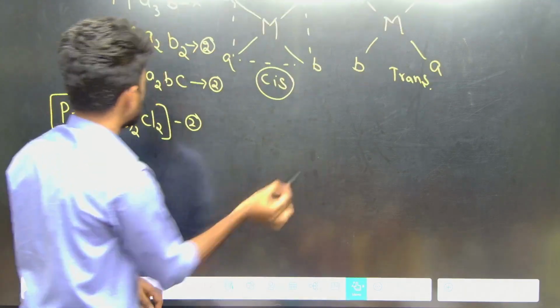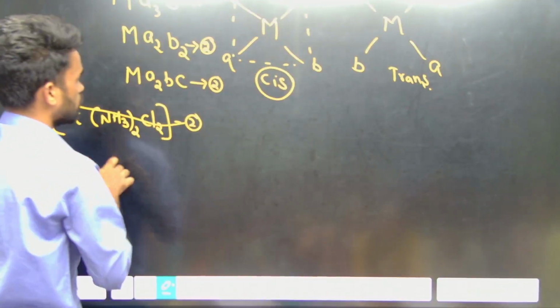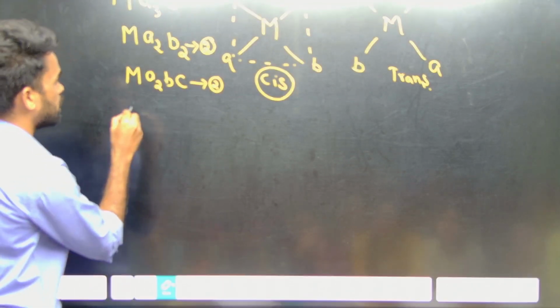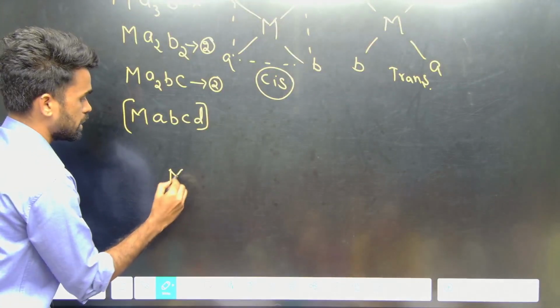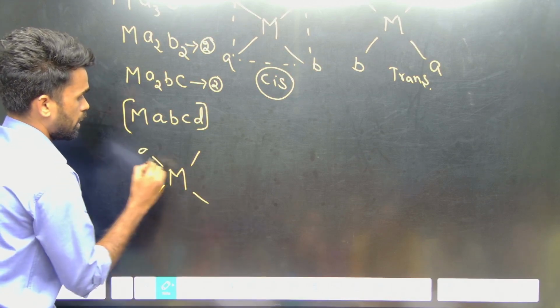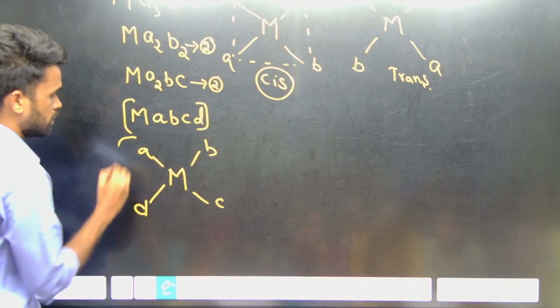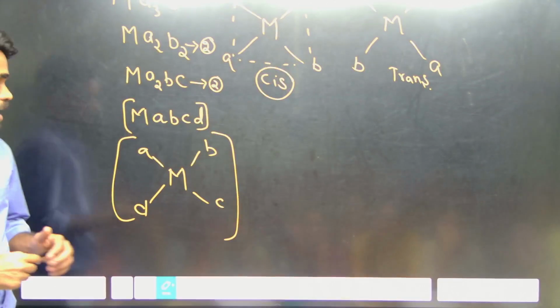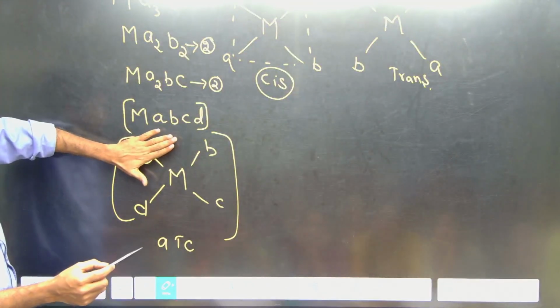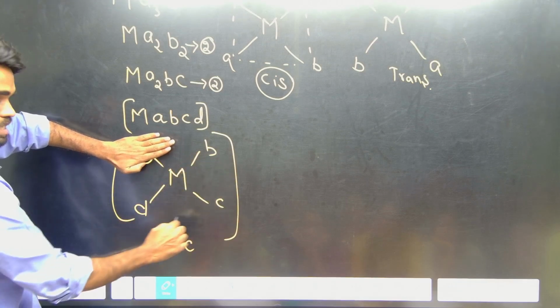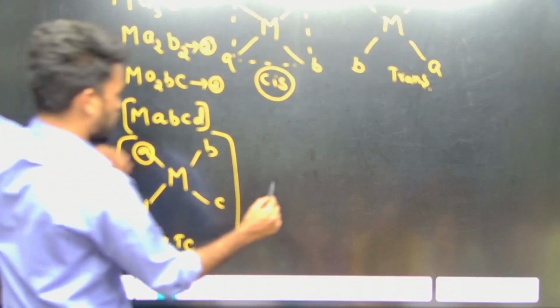Okay. Next one is, how can I change it now? What is the type I can take here? M, A, B, C, D. This kind of complex now. So now here you can check. A, B, C, D I am taking. See, what is the relation here? With respect to A, what is trans? A trans C. Now what I am doing is fixing the position of A and altering the positions of B, C, D. So now what happens, tell me?